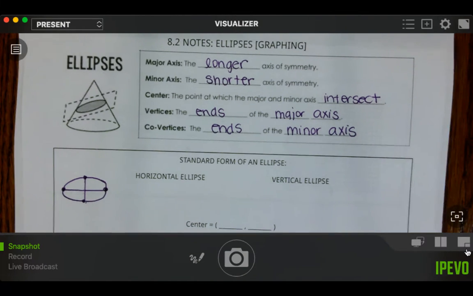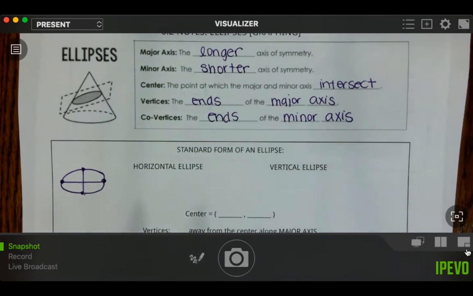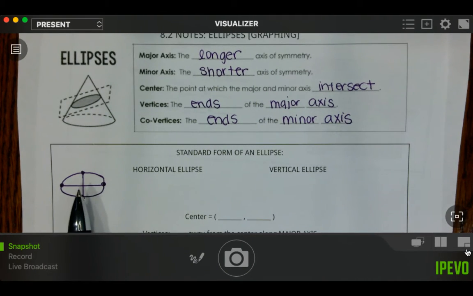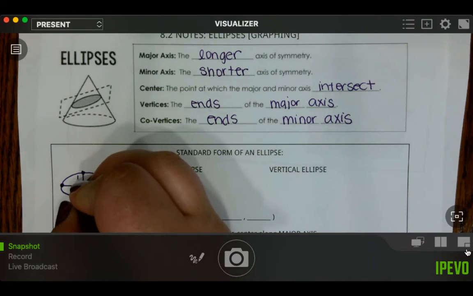And basically what's happening here is it's kind of like a circle, but since it's skewed or not perfectly round, the x-axis kind of has its own radius. We're going to call that A, and the y-axis has its own radius. We're going to call that B.